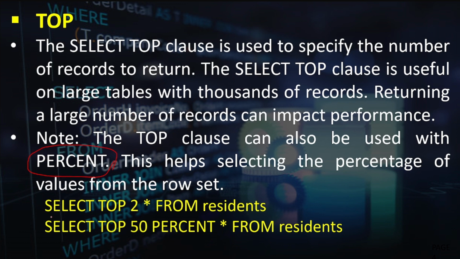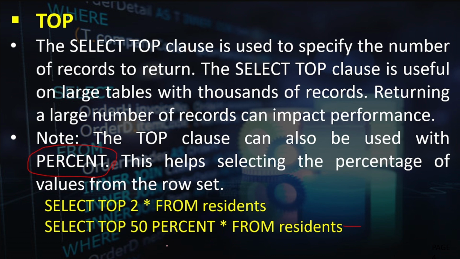How to write? You can see two examples out here. Select top 2 star from resident, so it will display 2 records from the resident table. And the second example is select top 50 percent star from resident, so it will display 50% of the data. So let's say the resident table has 200 records, it will display 100 records out of 200, that is 50%. Hope this makes sense.